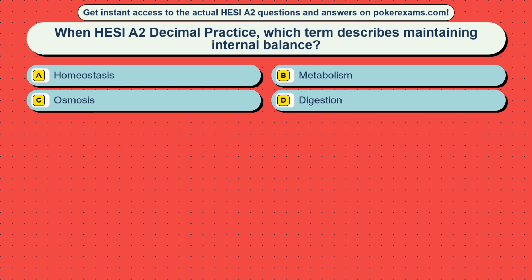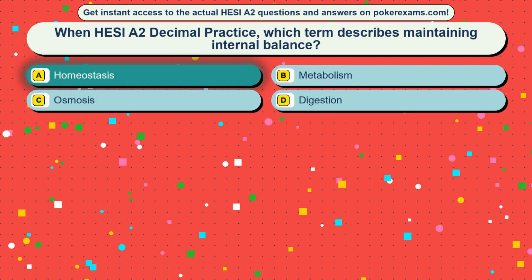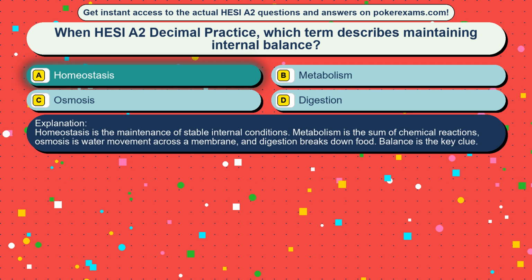Question 49. When HESI A2 decimal practice, which term describes maintaining internal balance? Option A, homeostasis. Option B, metabolism. Option C, osmosis. Option D, digestion. The correct answer is option A, homeostasis. Homeostasis is the maintenance of stable internal conditions. Metabolism is the sum of chemical reactions, osmosis is water movement across a membrane, and digestion breaks down food. Balance is the key clue.